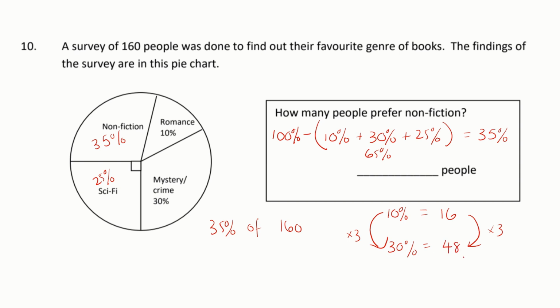So that's 30%. But now we need to get another 5% because remember it's asking for 35%. So 5%, well, since 10% is 16, 5% has got to be 8. So then we're going to add our 5% to our 30%. So what's 48 plus 8? 48 plus 8 is 56. So that means 56 people preferred non-fiction. Now, I'm not expecting you to write all of this out, 48 plus 8. You should be able to work that out in your head very quickly and write down the answer.